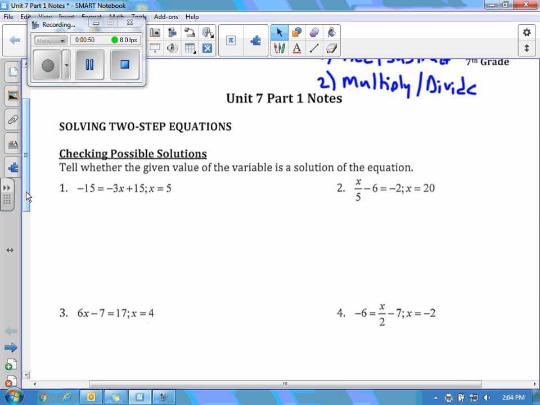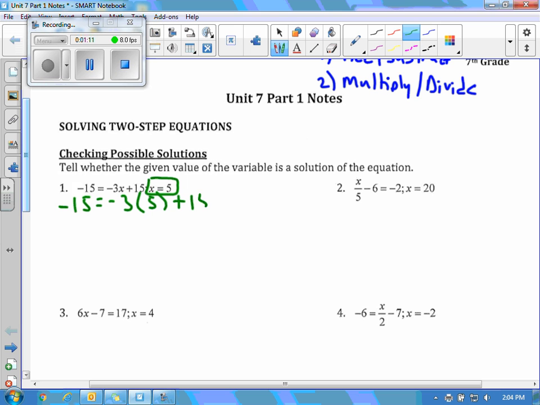So for number 1, our equation is negative 15 equals negative 3x plus 15. And then we're trying to test and see if x equals 5 will be a solution. When you have problems like this, all that means is that we're going to plug in 5 for x and see if it works out. So I'm going to write negative 15 equals negative 3, and then I plug in 5 for x, and then plus 15. Now I want to work this out. Negative 3 times 5 is negative 15, and then negative 15 plus 15 is 0. So I know that that is not a solution.